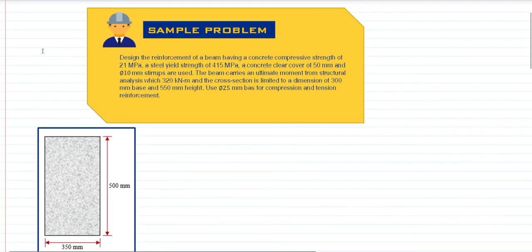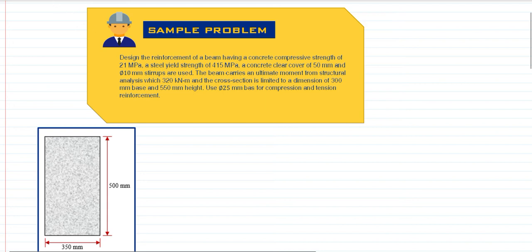So sabi dito, design the reinforcement of a beam having a concrete compressive strength of 21 megapascal, a steel yield strength of 415 megapascal, a concrete clear cover of 50 mm and diameter 10 mm stirrups are used. The beam carries an ultimate moment from structural analysis which is 320 kN meter, and the cross section is limited to a dimension of 300 mm base and 550 mm height. Use diameter 25 mm bars for compression and tension reinforcement.